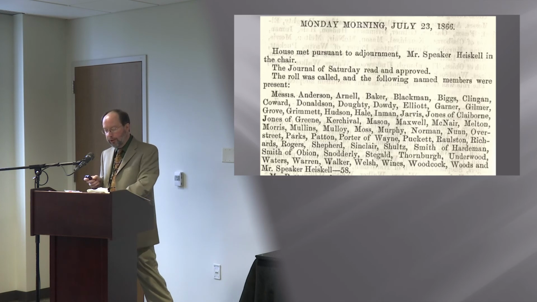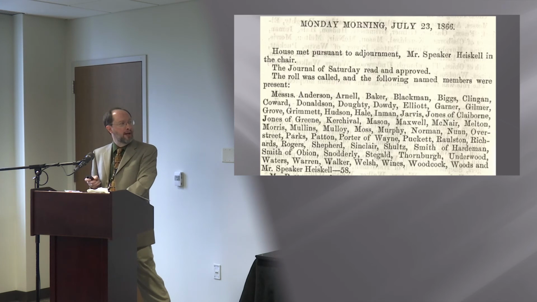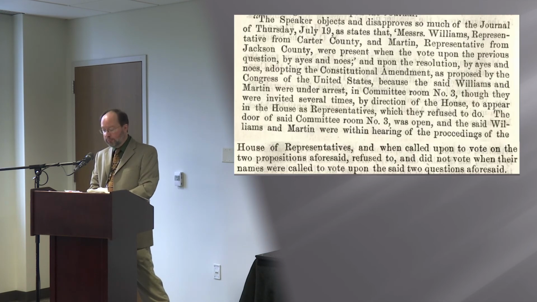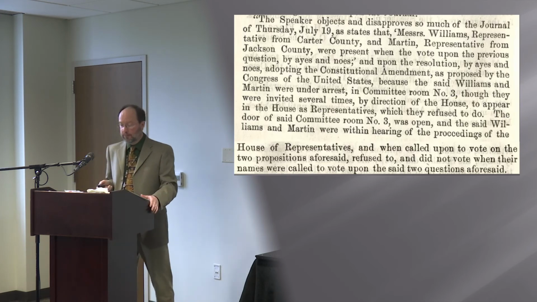On July 23rd, 1866, 58 members were present, but not Representative Williams or Martin. And on that day, Speaker Heiskell objected to the actions of the House, declaring that Representative Williams and Martin, though in the committee room, were under arrest and refused to vote, and there was no quorum on July 19th. And he refused to sign Senate Joint Resolution 2, the resolution ratifying the 14th Amendment.